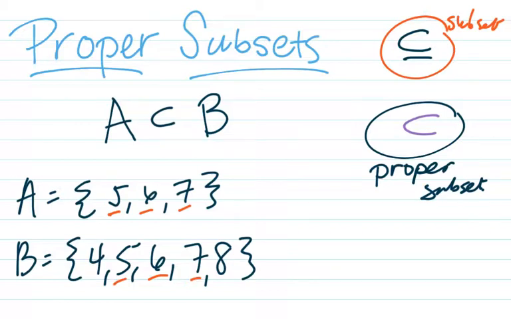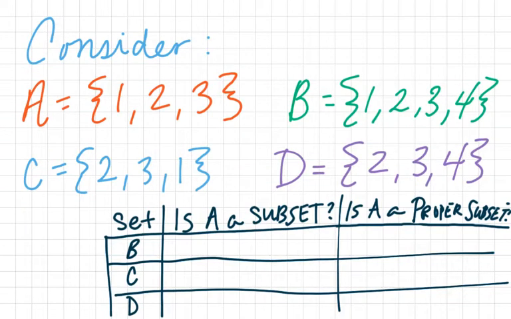Okay, so that's what a proper subset is. It essentially must be at least one element smaller than the other set. So that's one way to think about it, is looking at its size. If they have the same cardinal number, they cannot be proper subsets. Okay, so let's consider set A contains the elements 1, 2, and 3. Set B contains 1, 2, 3, and 4. Set C contains 2, 3, 1.